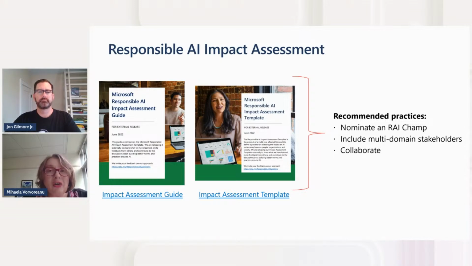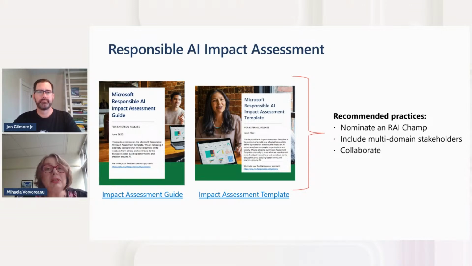And then, of course, really important to include multi-domain experts and stakeholders. This is an opportunity to do user research, stakeholder research, and have those deep conversations, understanding people's hopes, needs, fears, and concerns. Last but not least, it's really important to collaborate and bring to the table a diverse team of people.